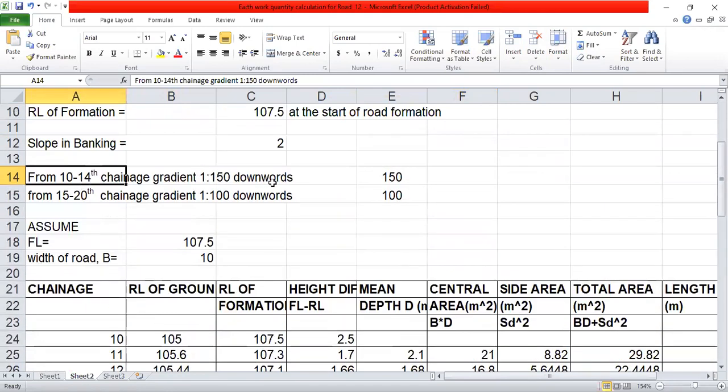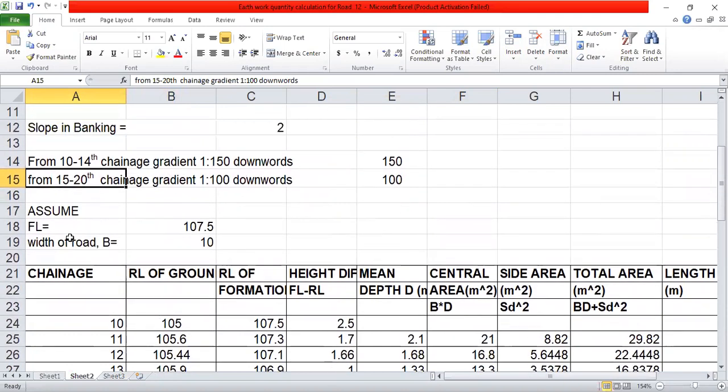From 10 to 14 chainages, the gradient of the road is 1 in 150 downwards. And from 15 to 20 chainages, the gradient is 1 in 100 downwards. The other details given are that the formation level is 107.5 at the start of the road formation, and the width of the road is 10 meters.